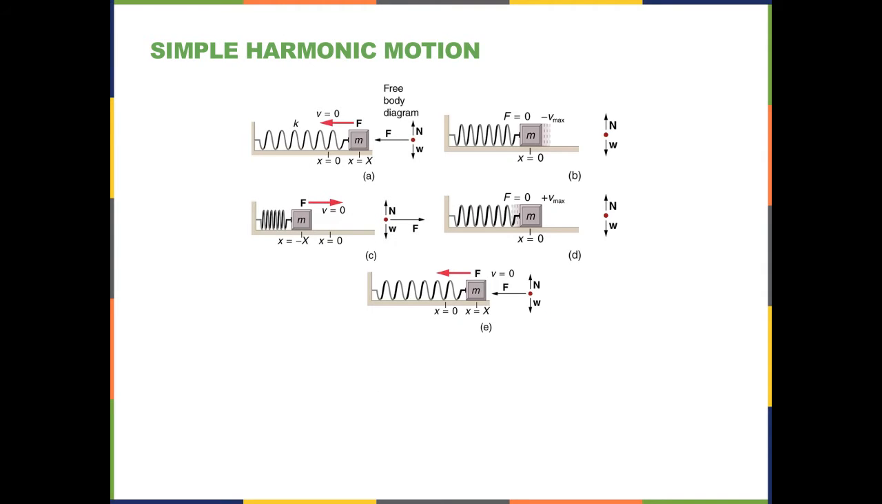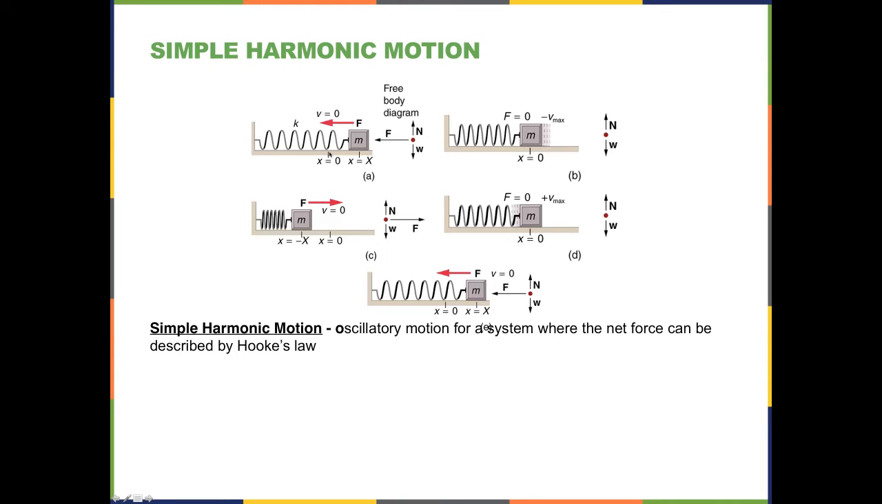So here's an example of a simple harmonic motion. First of all, simple harmonic motion is oscillatory motion in a system where the net force can be described by Hooke's law. The amplitude is the maximum displacement from the equilibrium position. Here the equilibrium position is right here, x is equal to 0, and big X represents the amplitude.